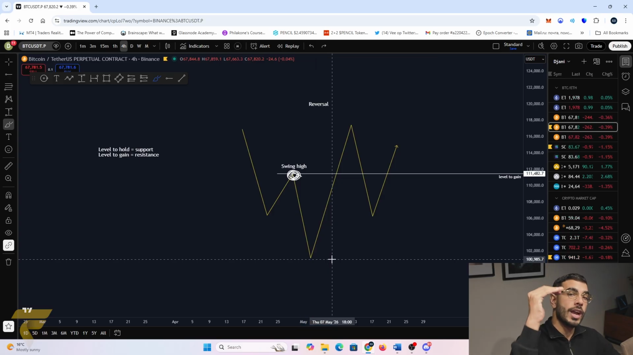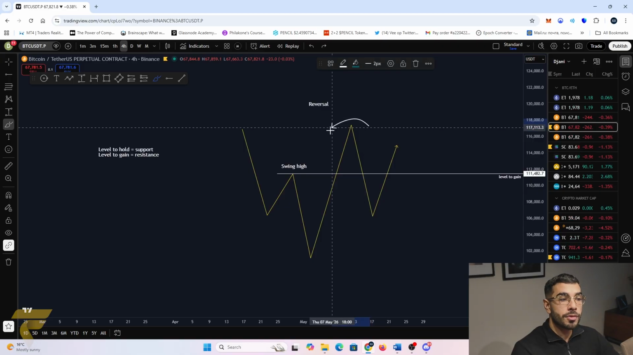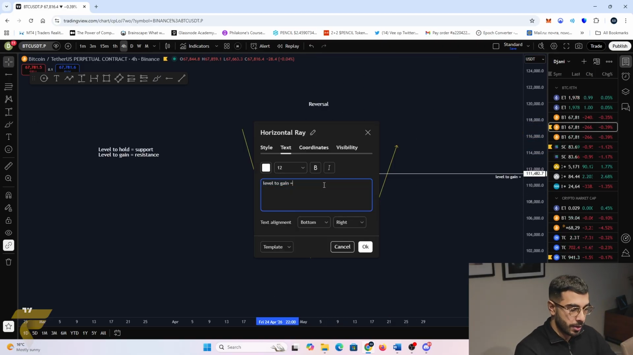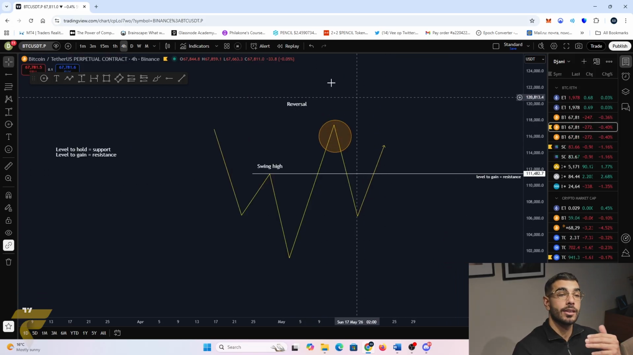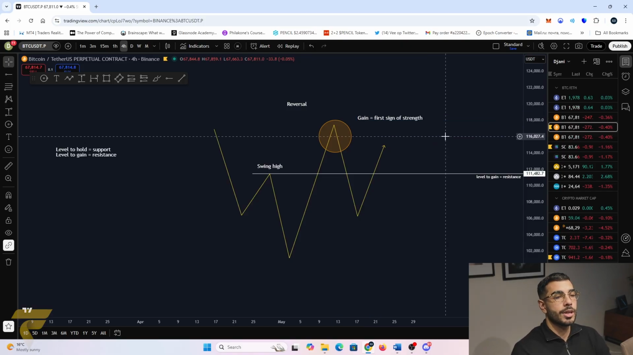In order to break the current downtrend, we need to get above the swing high. We need to get above the resistance level, the level to gain, okay? Whenever we gain this particular level, and again, when it comes to the gain, this is a very first sign of strength. You also need to understand there's a certain guideline, a rule of thumb, which we can apply in order to identify the actual confirmation of a gain. This is something very important that you need to understand.